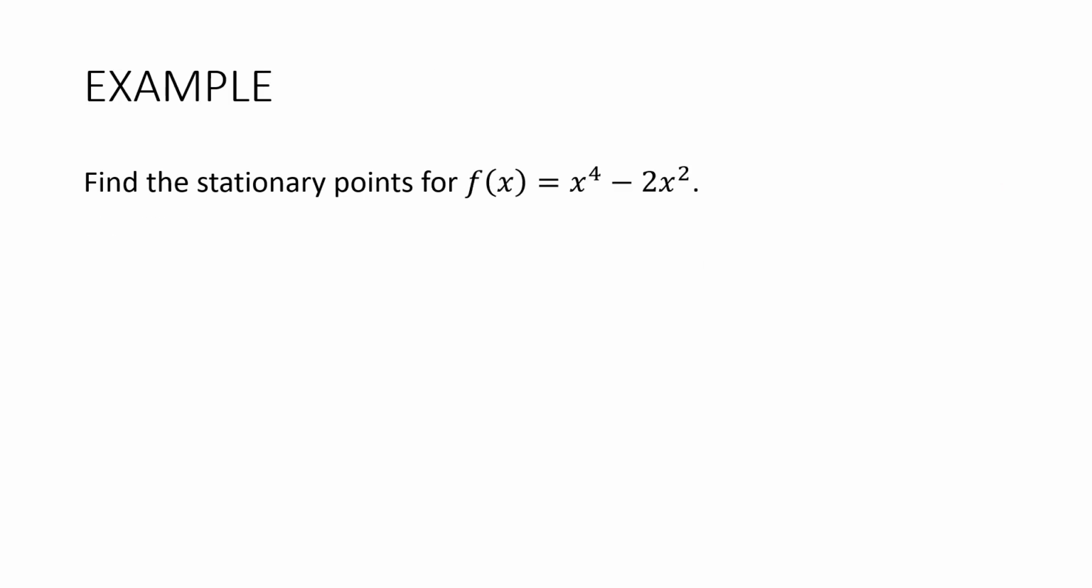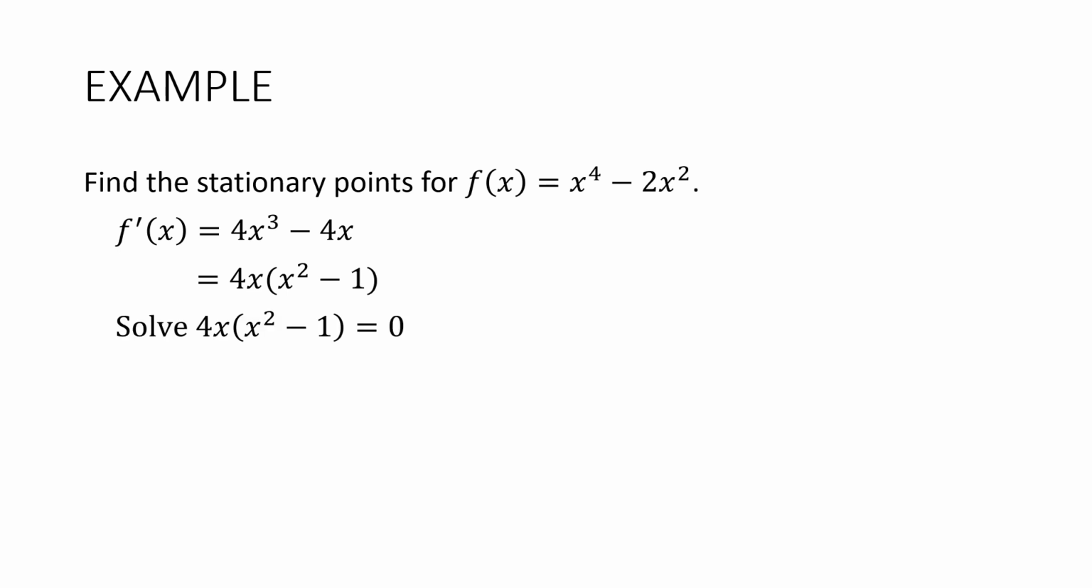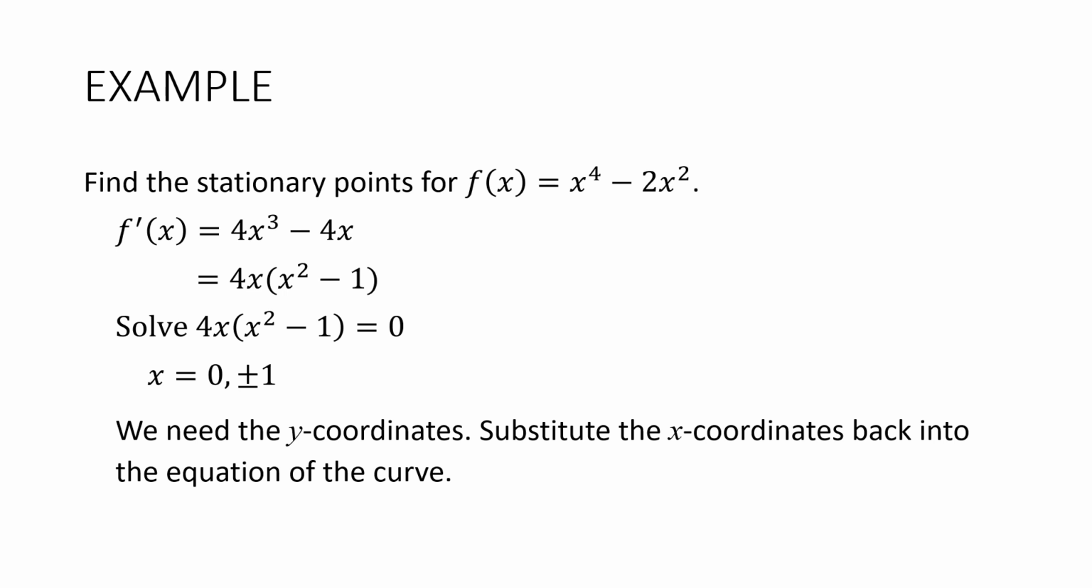Here's an example. Find the stationary points for f(x) = x^4 - 2x^2. So we differentiate and we solve 4x multiplied by (x^2 - 1) = 0. So x is equal to 0 or plus or minus 1. Now it asks us to find the stationary points, so we also need the y-coordinates. And the way to get those is to substitute these points back into the curve. So we have stationary points at (0, 0), (1, -1), and (-1, -1).